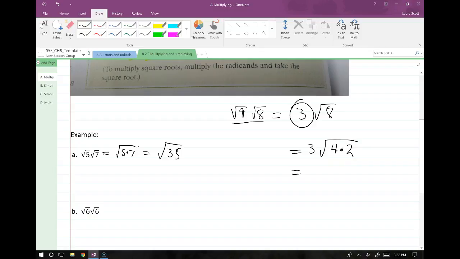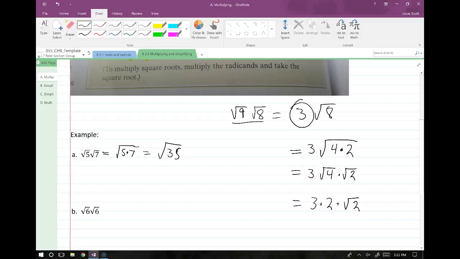And I'm actually using this product rule in reverse now, right? And so I say, okay, now I have 3 times root 4 times root 2. We know what root 4 is equal to. It's equal to 2. So I have 3 times 2 times root 2. And in the end, it's 6 times root 2.